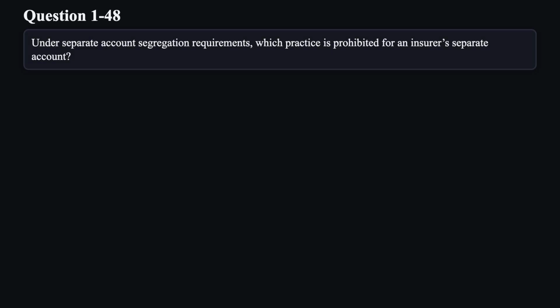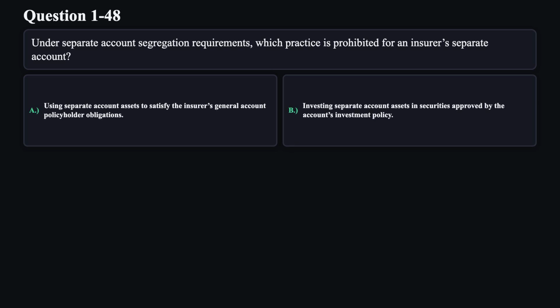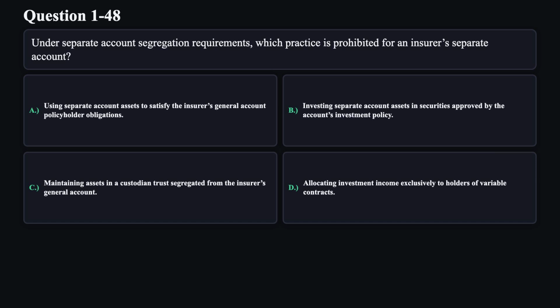Question 48. Under separate account segregation requirements, which practice is prohibited for an insurer's separate account? A. Using separate account assets to satisfy the insurer's general account policyholder obligations. B. Investing separate account assets in securities approved by the account's investment policy. C. Maintaining assets in a custodian trust segregated from the insurer's general account. D. Allocating investment income exclusively to holders of variable contracts.